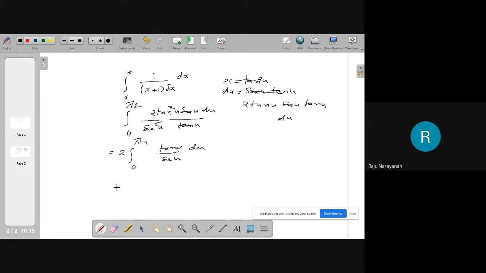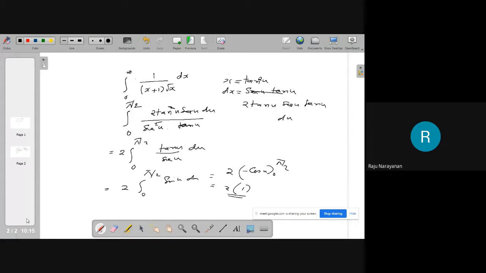Then, what is to be done? What transformation we can give? Tan u is sin u by cos u. Therefore, 2 into integral 0 to pi by 2. Tan u is sin u by cos u. Cos u into secant u is 1. Okay. Therefore, sin u du. 2 into integral of sin u is minus cos u. Correct? 0 to pi by 2. And cos pi by 2 is 0. Okay. And cos 0 is 1, minus of minus 1 plus 1. Therefore, we should get this one.